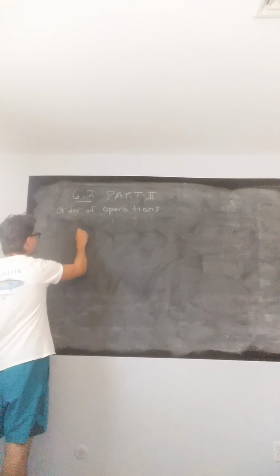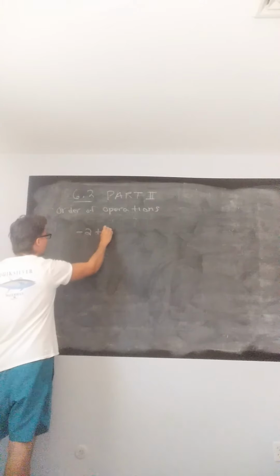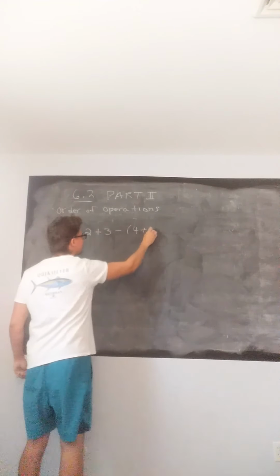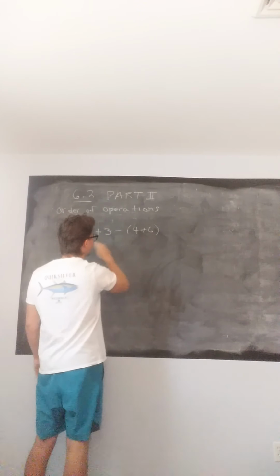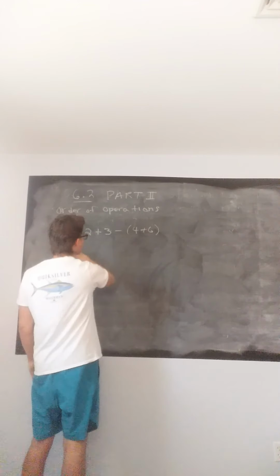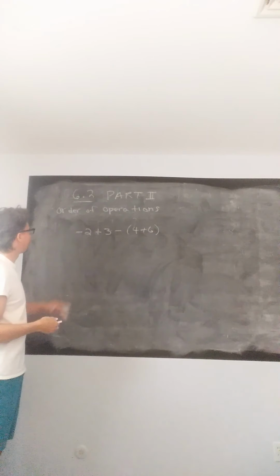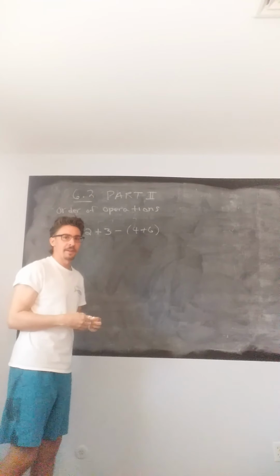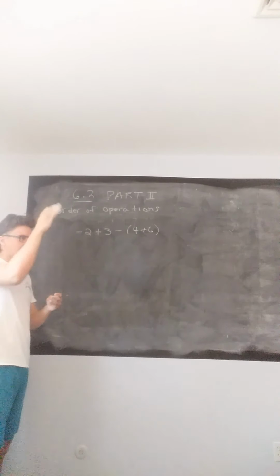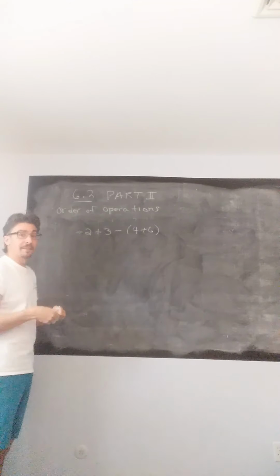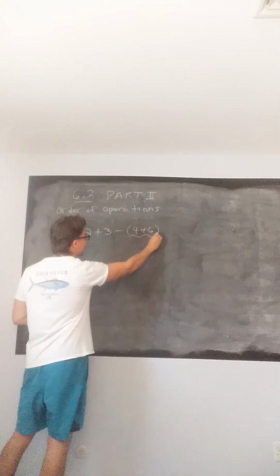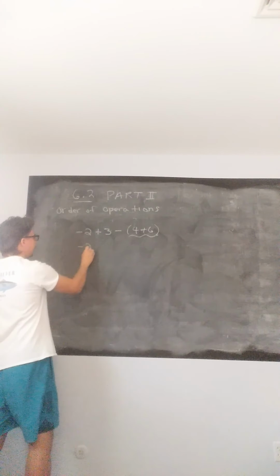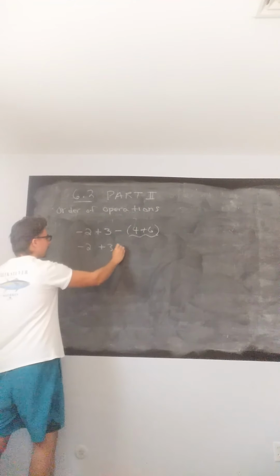Say we have -2 plus 3 minus (4 plus 6). So we have -2 plus 3 minus parentheses 4 plus 6. First, what we want to do is go through that list. Are there any grouping symbols? And there is, the 4 plus 6. So that needs to be done first. 4 plus 6 is 10. So I have -2 plus 3 minus this 10.